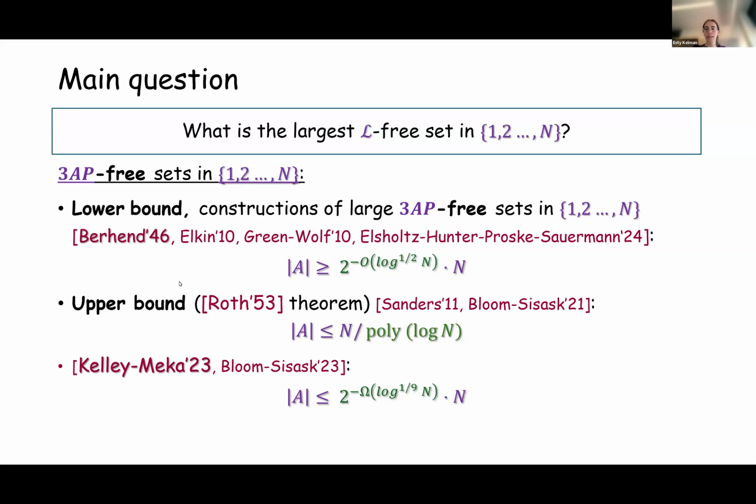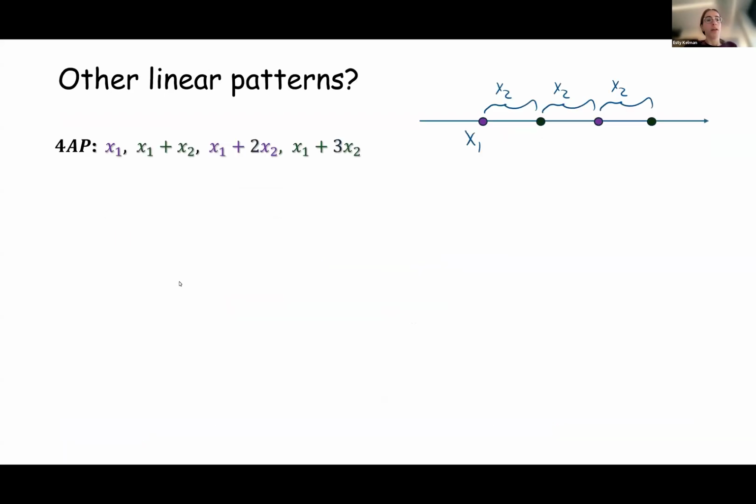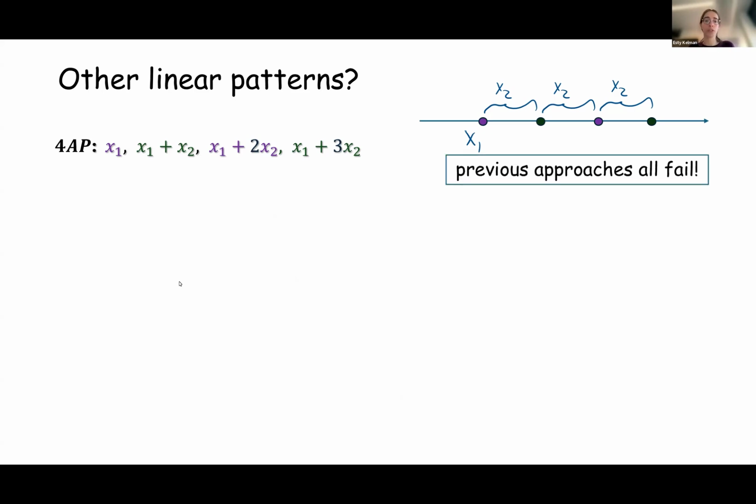And our main result in this work is generalizing the Kelley-Meka bound to a broad class of linear patterns. So what other linear patterns should we consider? What about 4AP? It turned out that the question about 4AP is much harder than the question regarding 3AP, and all approaches for 3AP fail on 4AP. But it turned out that there are many other patterns that are somehow in between 4AP and 3AP in terms of their hardness or complexity.